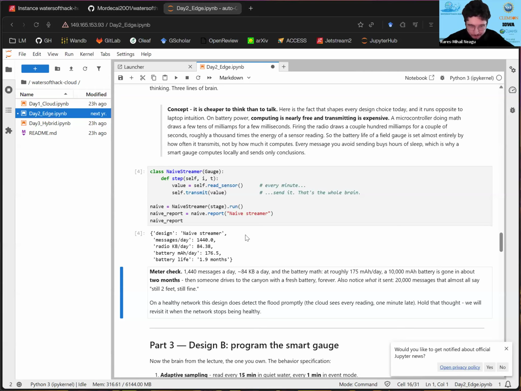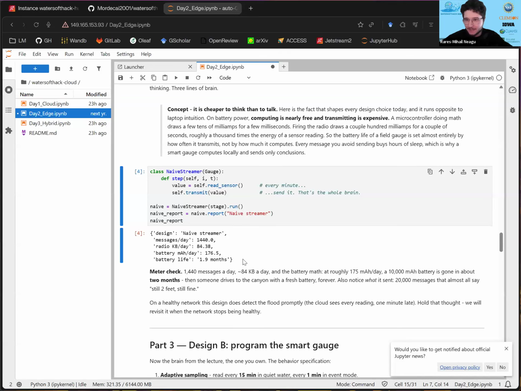Nice. So here it shows the design name, which is Naive Streamer. It shows us how many messages it's going to send per day. It's going to send around 1,440 messages per day, which is very wasteful. It's going to waste around 84 kilobytes per day. This doesn't sound like much, but it can accumulate if you have thousands or hundreds of thousands or even millions of gauges. And as we can see, the battery life will just last us for 2 months.